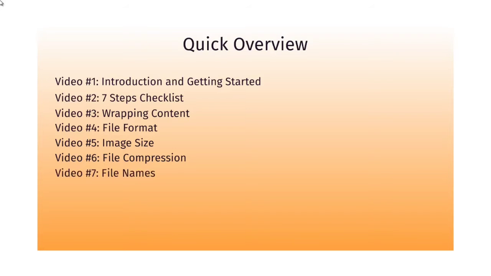Video number 7, we'll talk about file names and why that's important. Video number 8, we'll talk about alt tags, which appear in the source code of your website, and that also tells Google what your image is all about. There are a lot of different variables here, and a lot of times most people just focus simply on video 8, which is the alt tag. As you can see, it's much more than that.